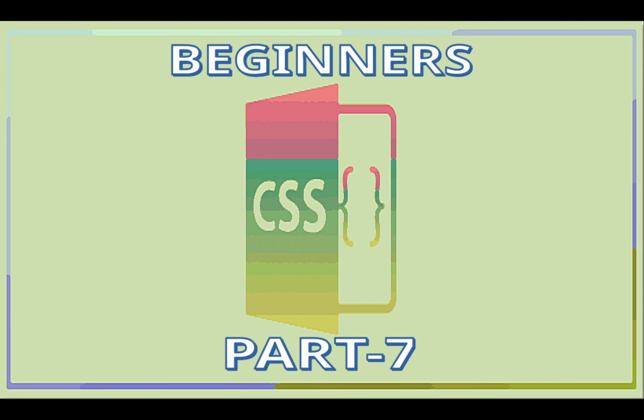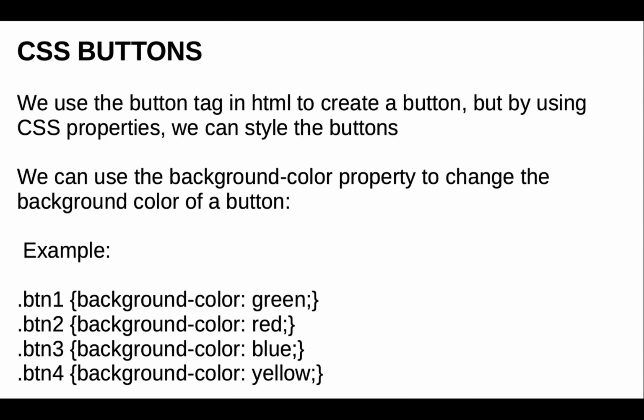So in this video I am going to discuss CSS buttons. We use the button tag in HTML to create a button, but by using CSS properties we can style the buttons. We can use the background color property to change the background color of a button. For example, we make one class btn1 and we add properties like background color green, and you can add a number of buttons.